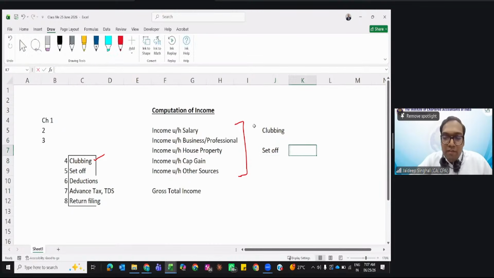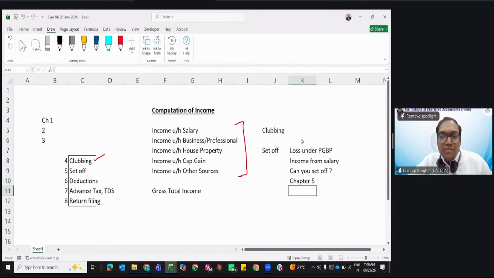Set off means if you have a loss under PGBP and you have income from salary, can you set it off? These provisions are covered under chapter number 5. Yes, Arun Sagar, I think you were in the last batch as well, if I'm not wrong, I just remember your name. So this we'll study in chapter number 5. Clubbing is chapter number 4. So these two chapters we are going to study.